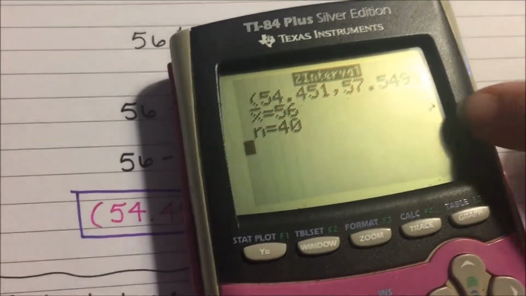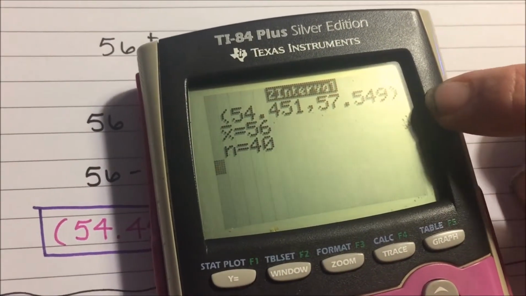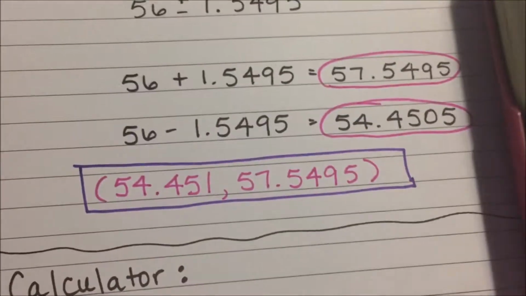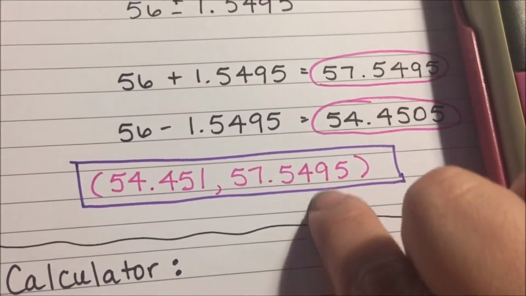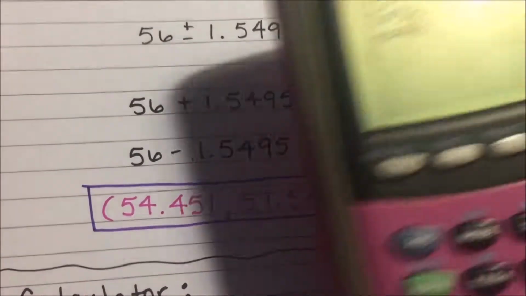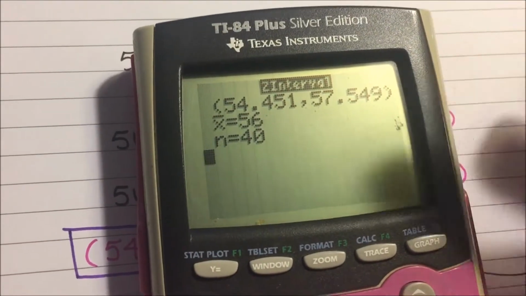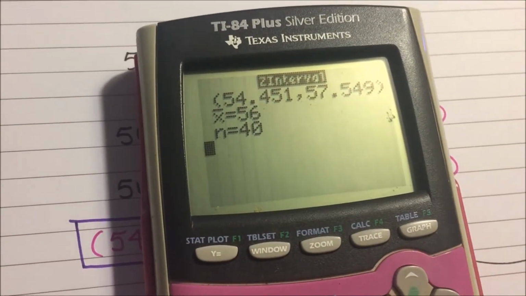So your answer shows up here, 54.451, 57.549. And like I said, mine was off a little bit because really if this was rounded, it would be 550, but that is your answer for number 1.